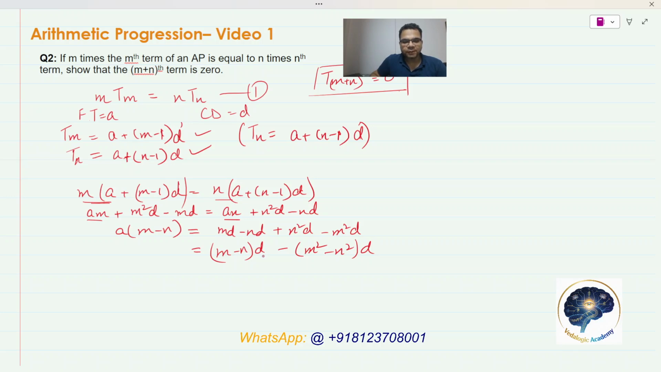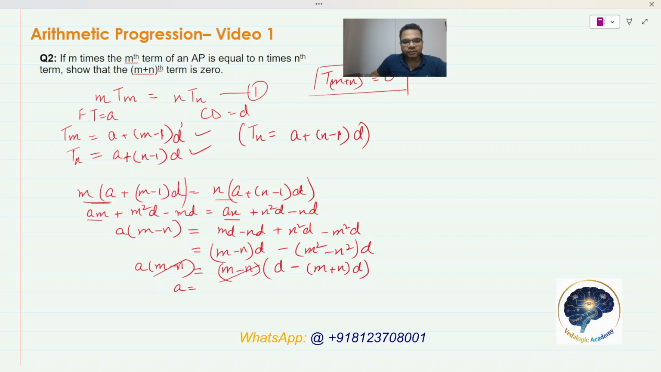Okay. So what I'm going to do is I am going to take m minus n common from here. M minus n is common. So what remains is d minus m plus n into d. Okay. So this is what it remains. And this is a into m minus n. So there is no change on the left hand side. It is as is. So now I can cancel this.